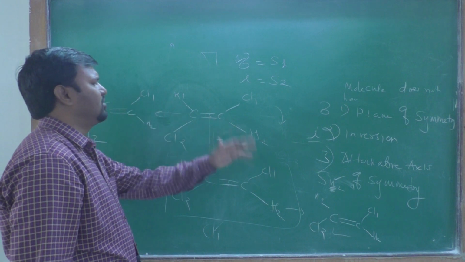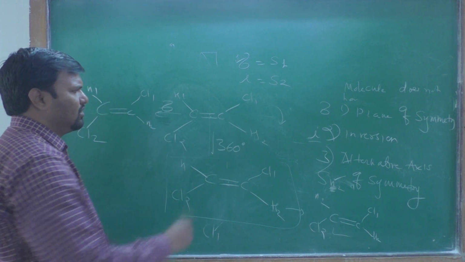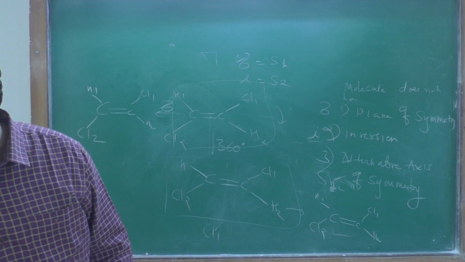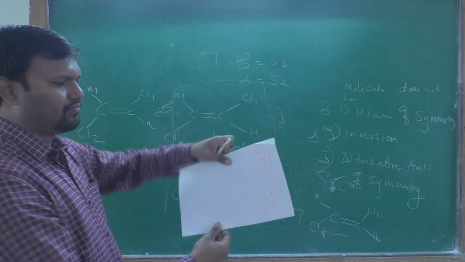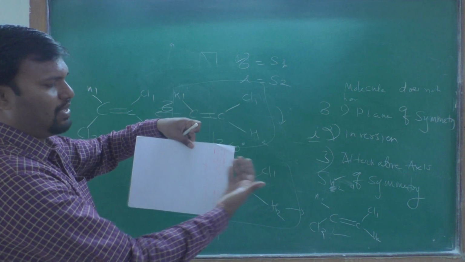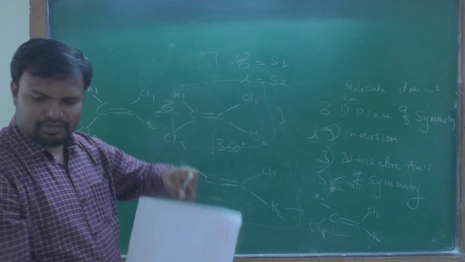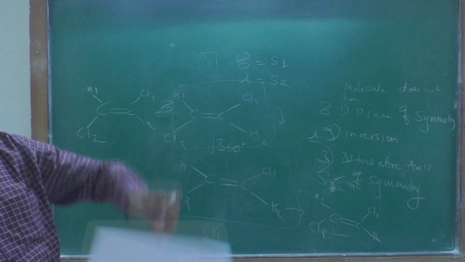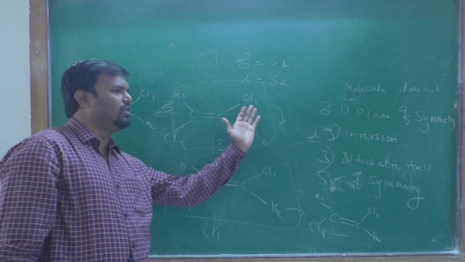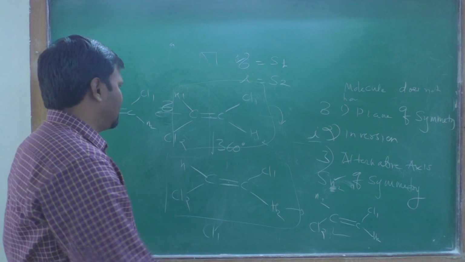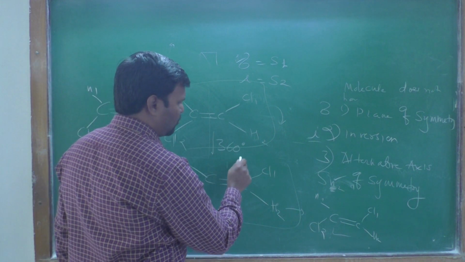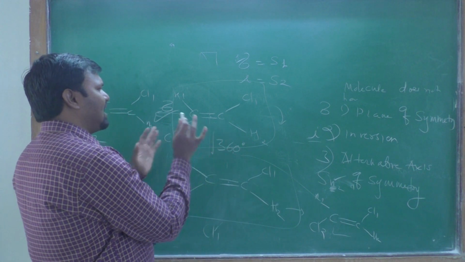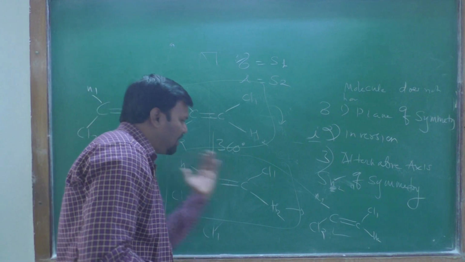When you only pass the plane, that is sigma. You pass the plane through a planar molecule, because the molecule is planar, so you can pass the plane through all these atoms. Therefore, the total operation is firstly rotating 360 degrees, which means the molecule stays as it is, and then passing the plane.